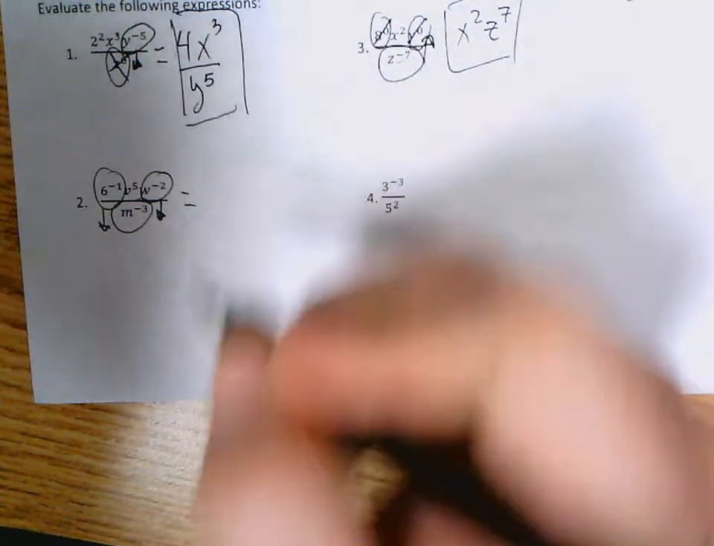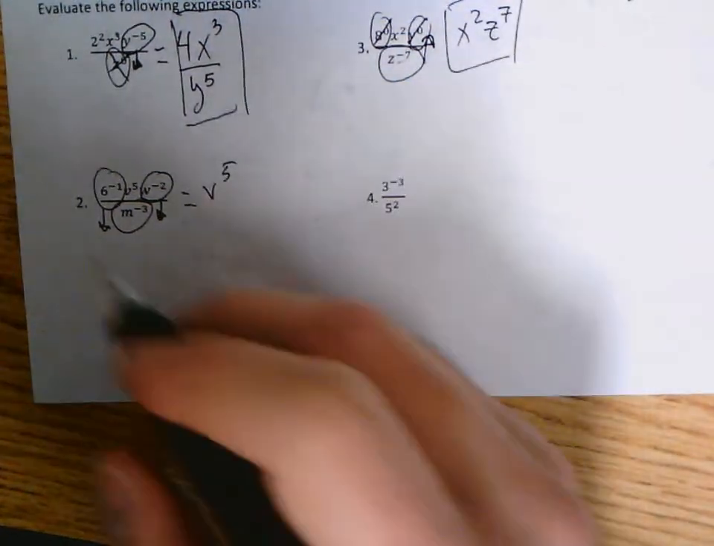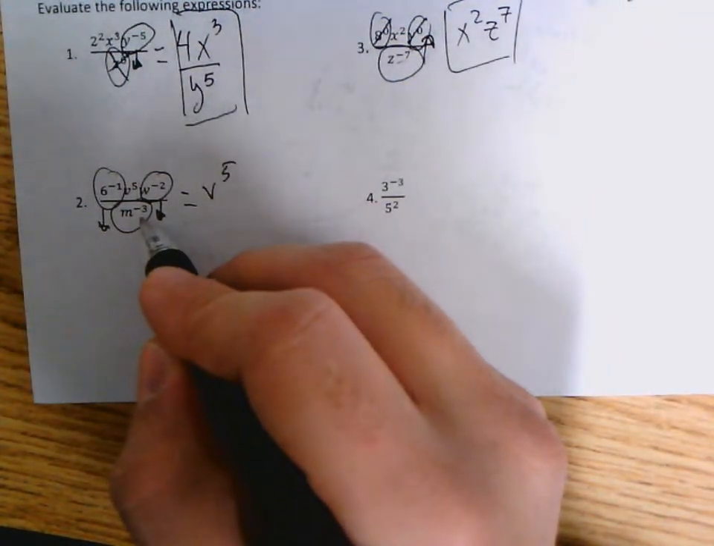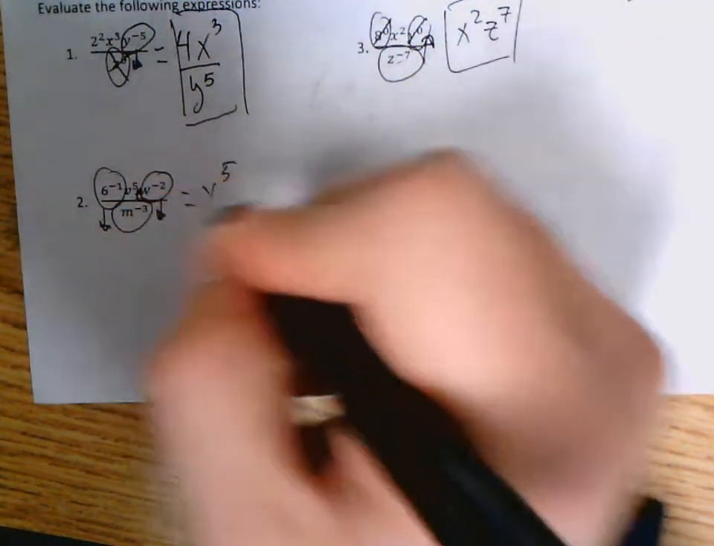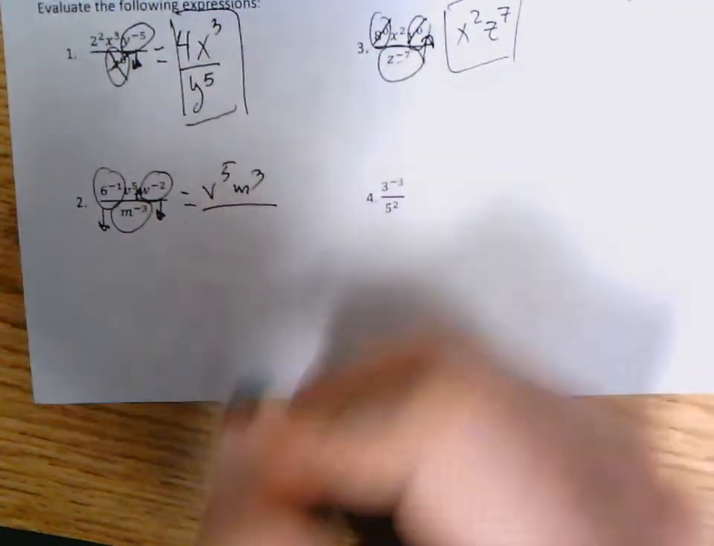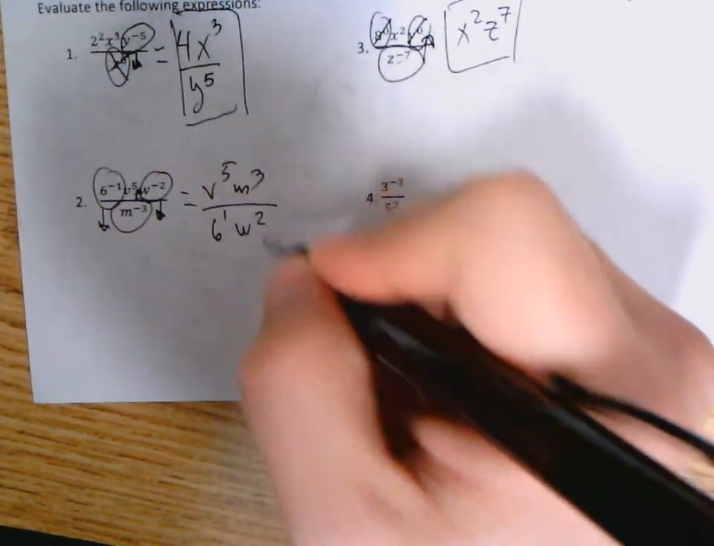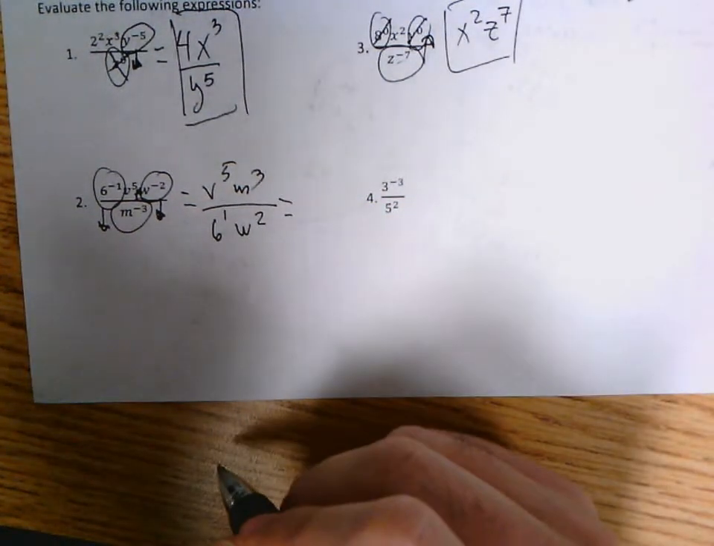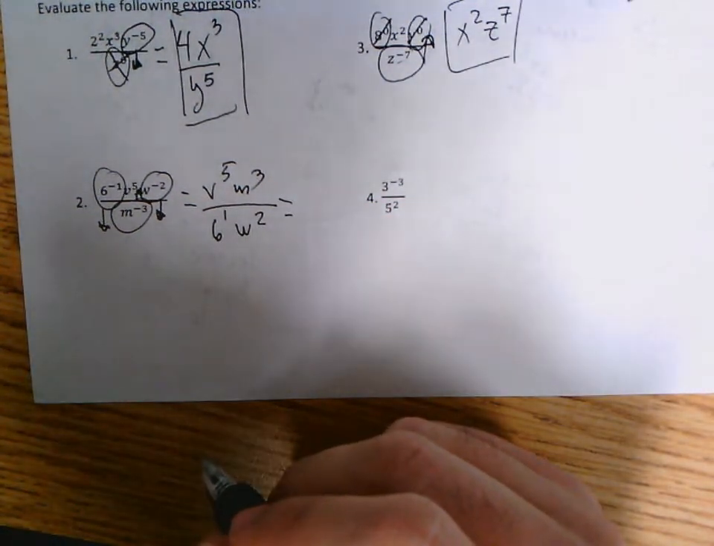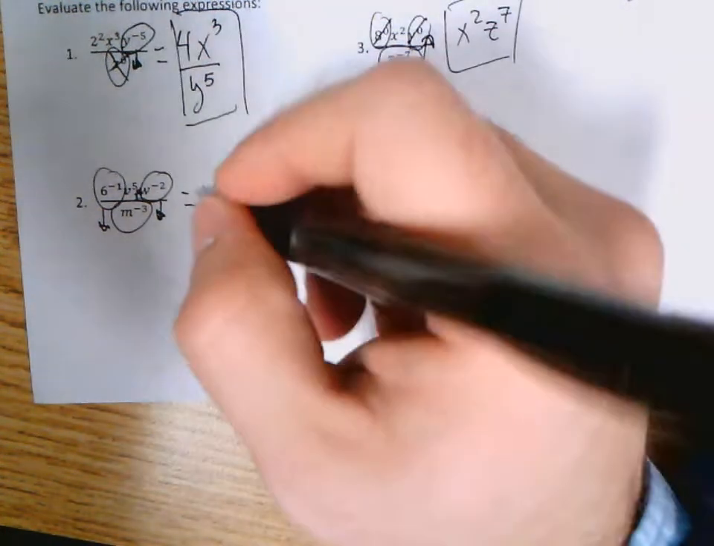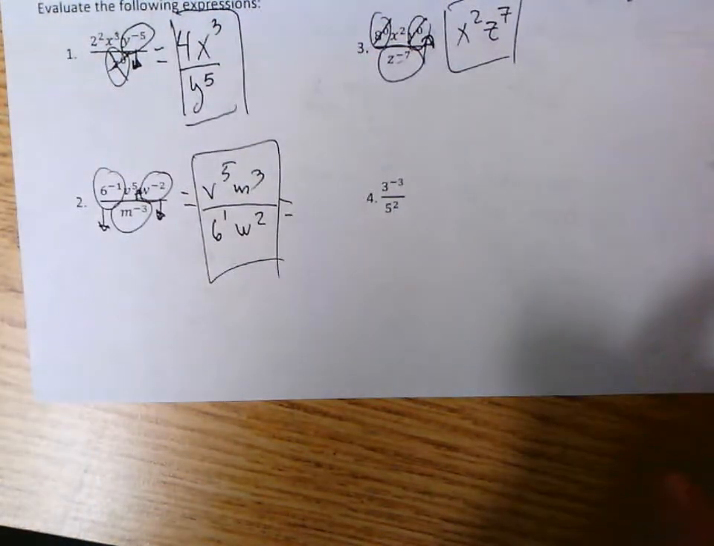Okay, so that will leave me with v to the power of 5. Because m to the power of negative 3 is on the bottom, I move it to the top, so that is m to the power of 3 over 6 to the power of 1 and w to the second power. Is there anything that I can simplify here? Not really. So that will be my answer.